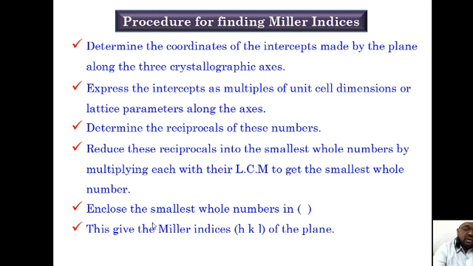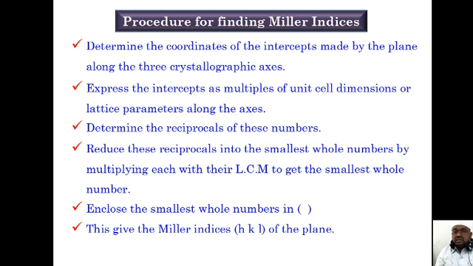to get the smallest whole numbers, and enclose these whole numbers in brackets. Whatever value we now get is nothing but the Miller indices, in the form of HKL. There is no comma. If I write a comma, it will not be considered Miller indices, but a point. We are not talking about a single point on the plane. We are talking about the plane, so you don't consider it to be a point. That is the reason it has not been marked with commas here. So this gives the Miller indices. This is the procedure by which we can find the Miller indices.